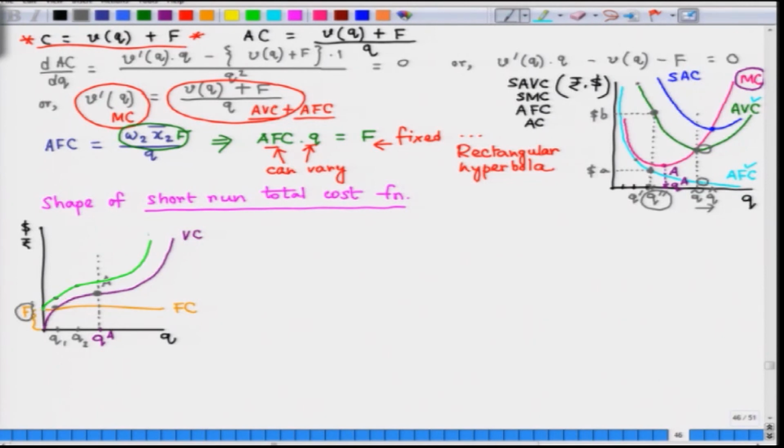a curve like this, that is first concave to origin due to the shape of the variable cost function, and then soon after the point of inflection right here, the curve changes its curvature and becomes convex to origin. This is the final shape of the total cost function, which is nothing but the sum of the variable cost and the fixed cost.